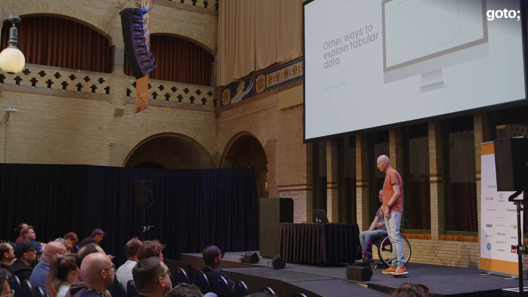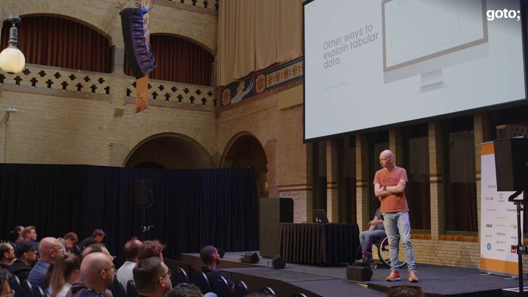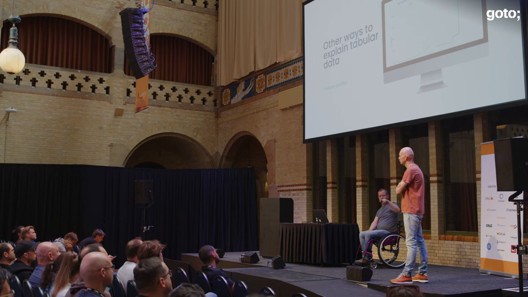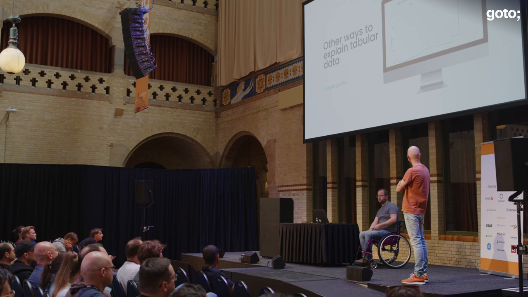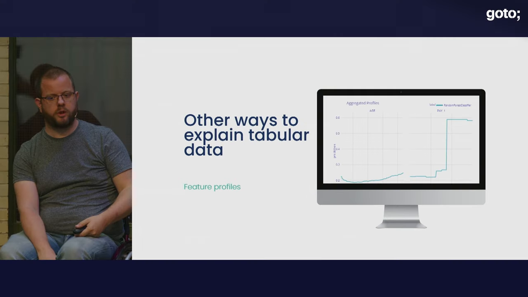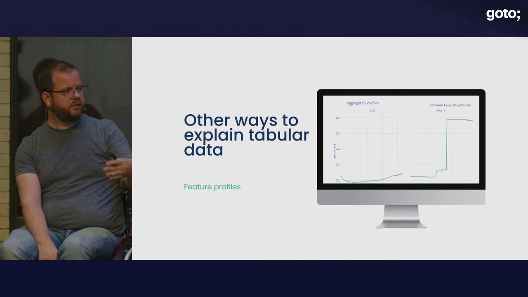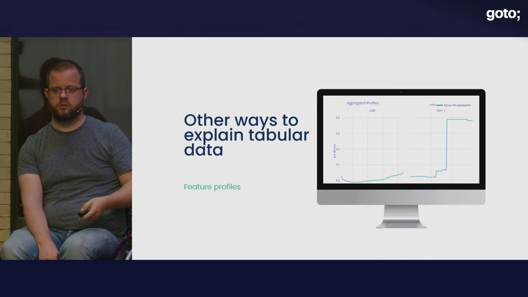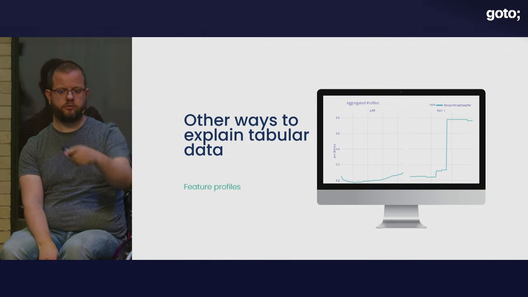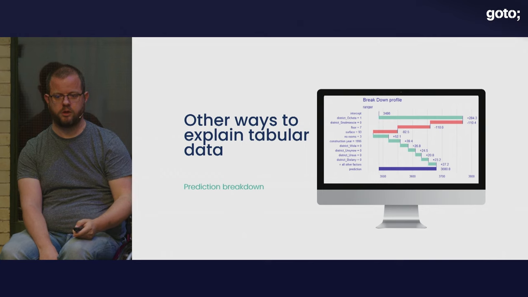Yeah. So there are other ways to explain this. We have several levels of explanation, local, global, and something in between, if you want. But you can also look at particular features and values within features. When does the model change depending on the value that you put in? So that's a feature profile. That's one way of doing it.